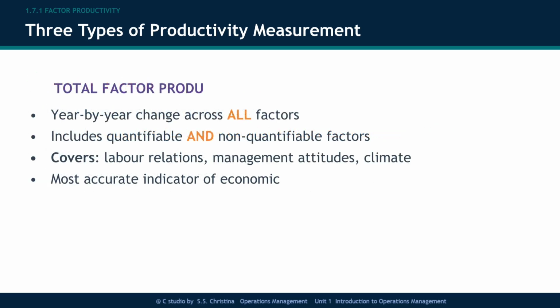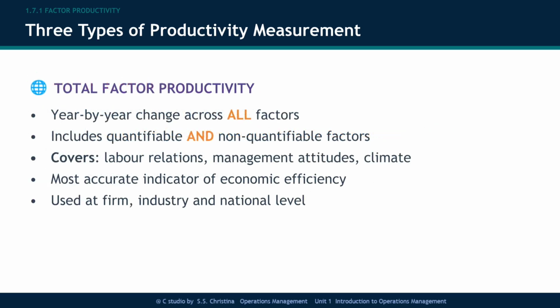Total factor productivity is the gold standard. It captures the year-by-year change in output considering all factors, not just the quantifiable ones, but also management quality, labor relations, worker attitudes, and even climate conditions. It's harder to calculate, but much more meaningful as a true indicator of economic efficiency.